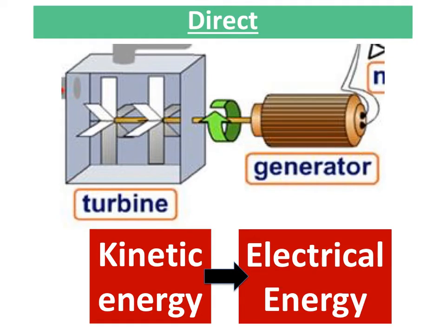How direct turbines work is that they produce electricity by using kinetic energy, which goes into electrical energy. They spin the turbine directly using water, or in the case of wind, it's just the wind that turns the turbine, and that then drives a generator, and the generator produces electrical energy.